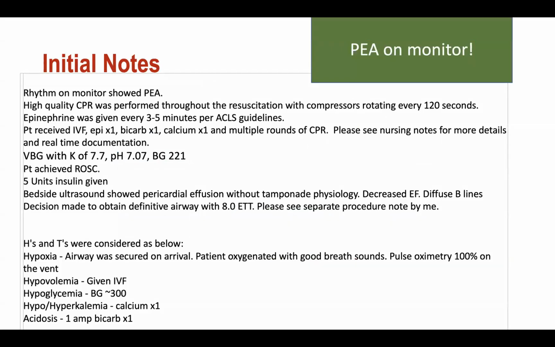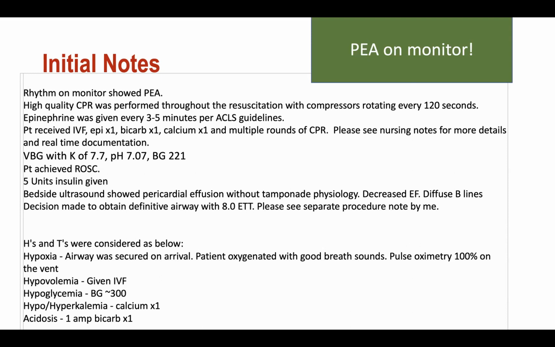All right, so now we're just going to take a very quick look at a patient. This is an abbreviated form. This is a patient who was admitted to the ECC in full-blown cardiac arrest. He was 20 minutes before return of spontaneous circulation. He was given high-quality CPR. Compressors were rotating every 120 seconds. He got epi every 3 to 5 minutes per ACLS guidelines. Once he came to the ECC, he got IV fluid, epi ×1, bicarb, calcium, multiple rounds of CPR. They actually put a Lucas on him so that they were really clear.